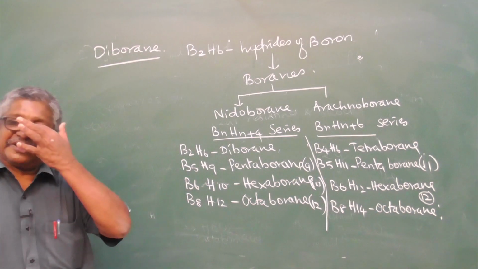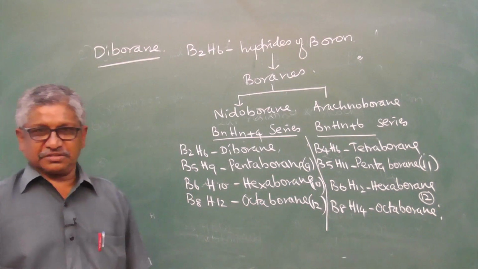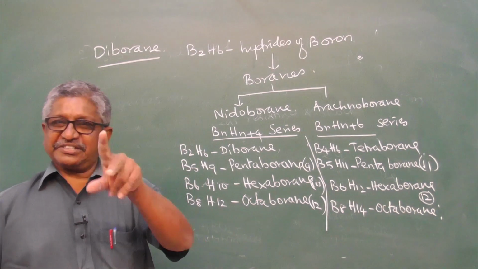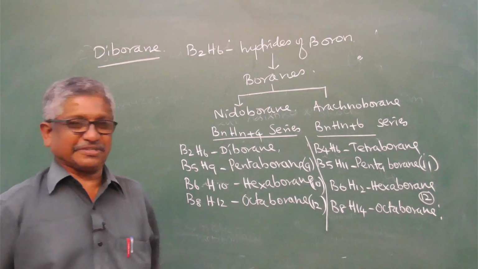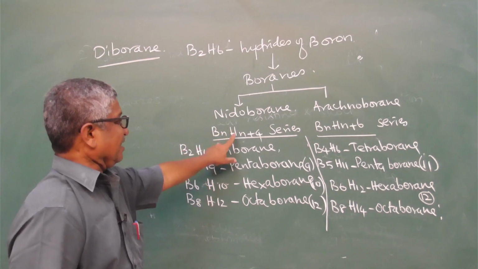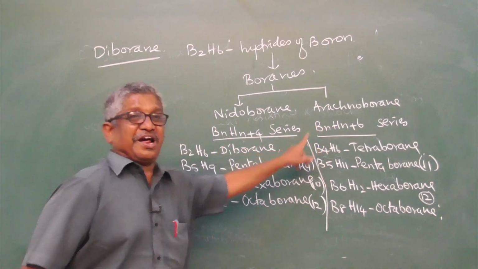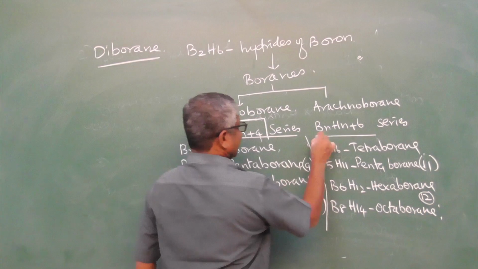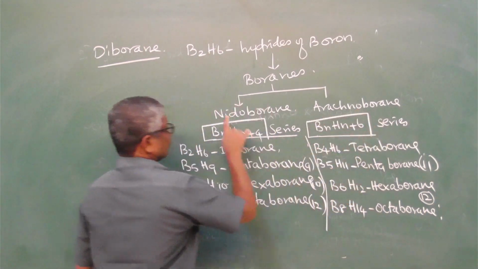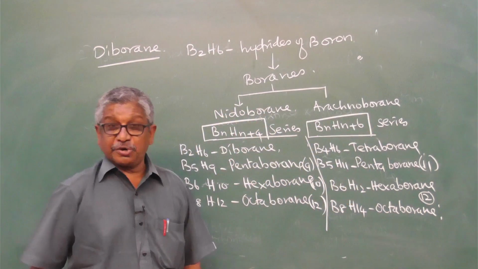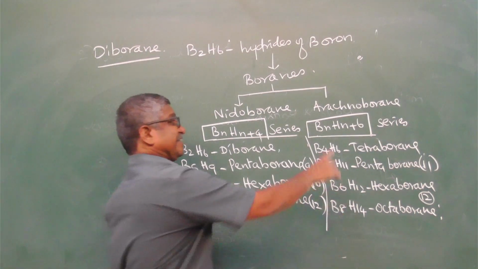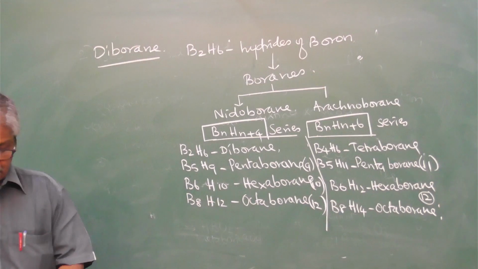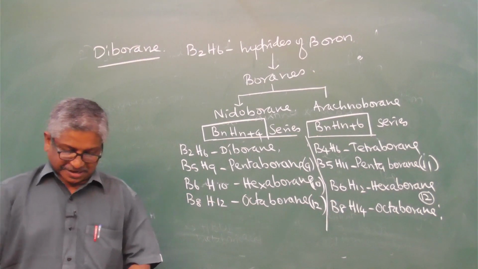So boranes are hydrides of boron, generally called borane. These boranes are classified into two types based on the general formula available. One is called nidoborane, and the second is called arachnoboranes.